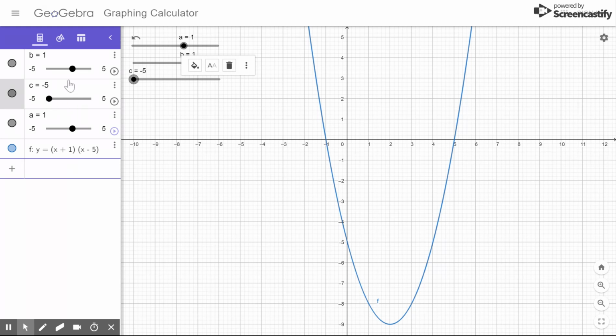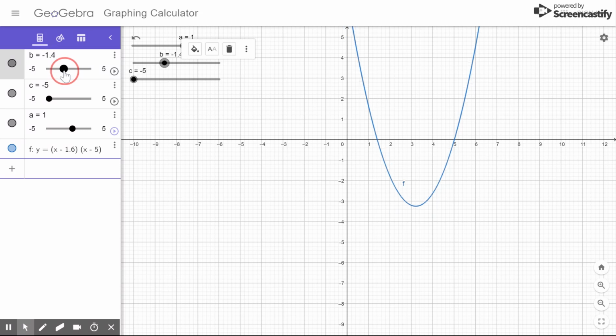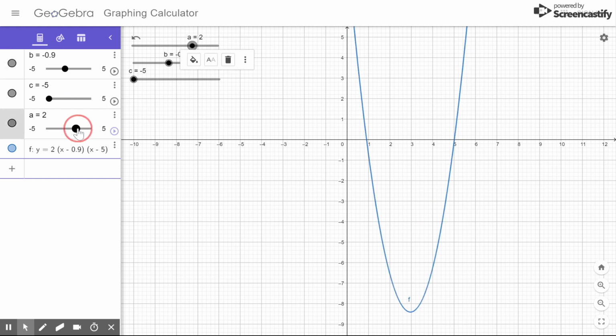So I can make all sorts of different parabolas just by changing where my x-intercepts are, so you can see that these numbers will all change. Now we need to talk about our last number, the number that goes in front. It currently is a 1, but if I change that, it becomes a 2. And again, notice how my graph is stretched.